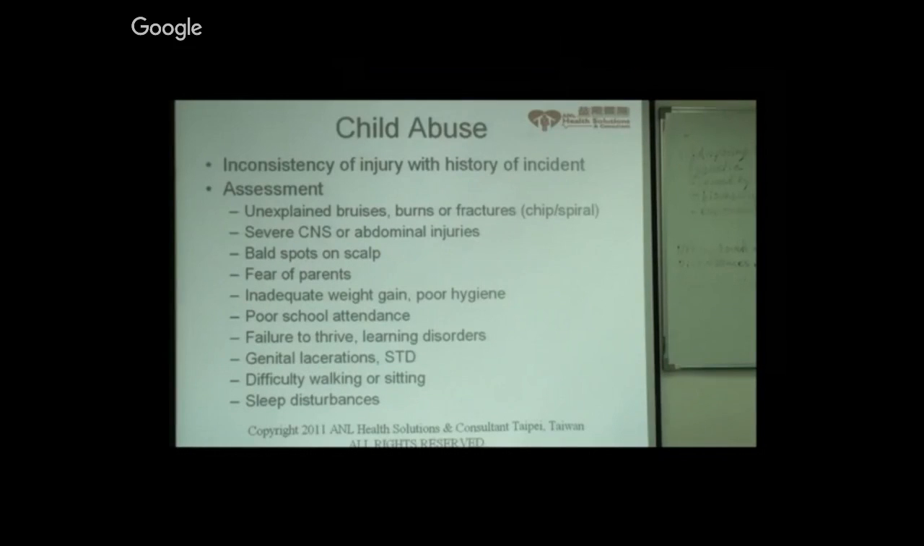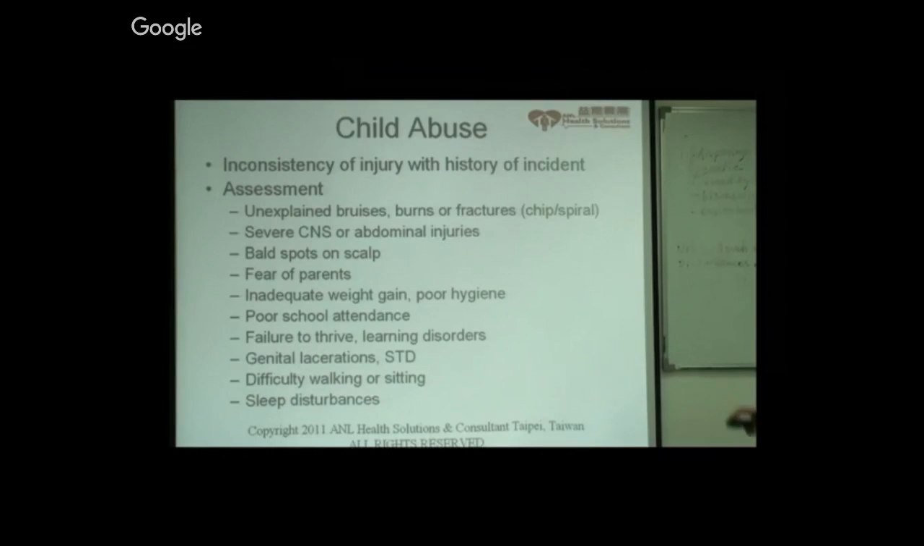So how will you suspect that the child is abused? How will the nurse know? Number one, there is inconsistency of the injury with the history of the incident. For example, you ask the mommy what happened to the child. The mommy will say, oh, the child was playing and accidentally started a fire, that's why he got burned. So the story does not match the injury of the child.